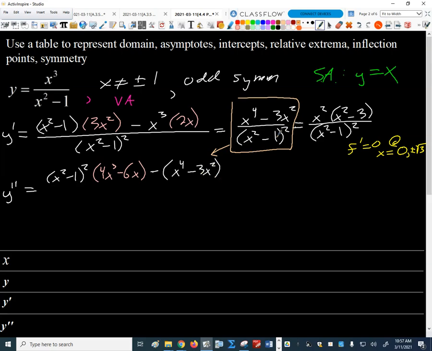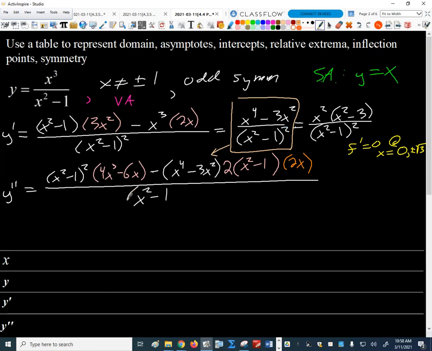On the bottom, when I differentiate the bottom, I've got a hand squared, so I've got to do 2 times hand to the 1 times the derivative of hand, which is 2x, all divided by the bottom squared. So x squared minus 1 squared squared is to the fourth. Everybody agree? Okay, let's do something.